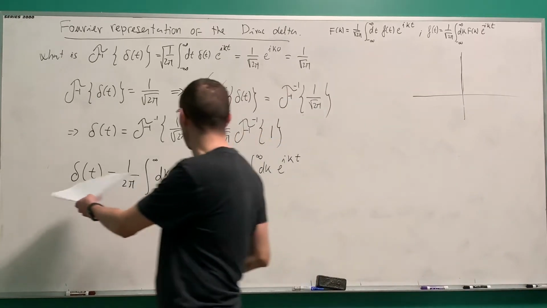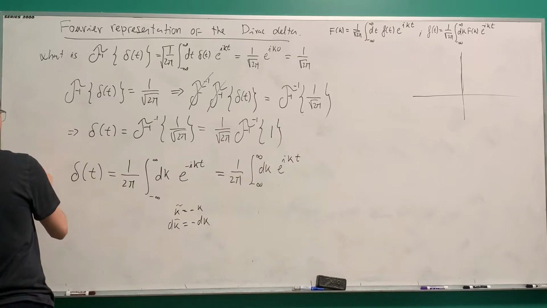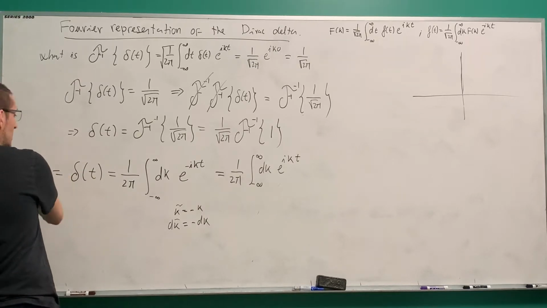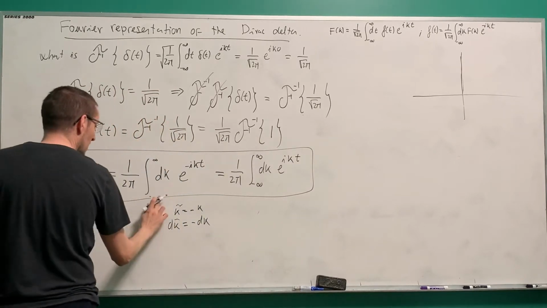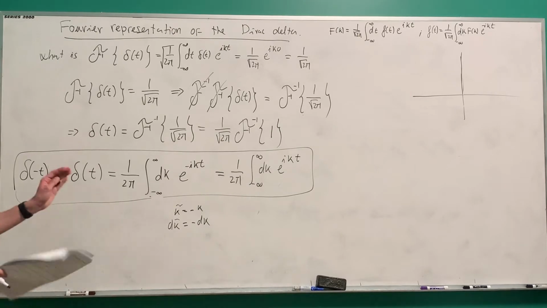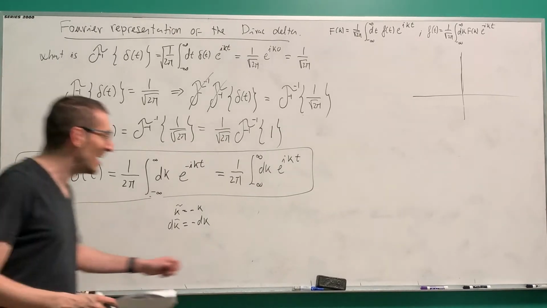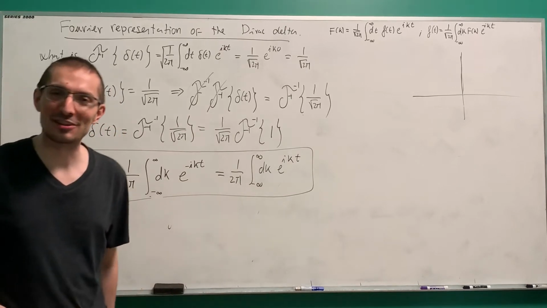The delta function is an even function, it doesn't matter the sign of t. Delta of t is equal to delta of minus t. Now, this thing here is what we call the Fourier representation of the delta. This is kind of cool. The delta is the Fourier transform of a constant to begin with.